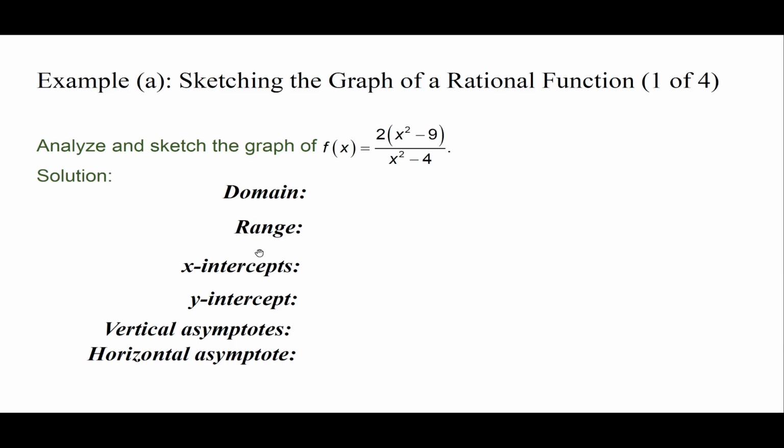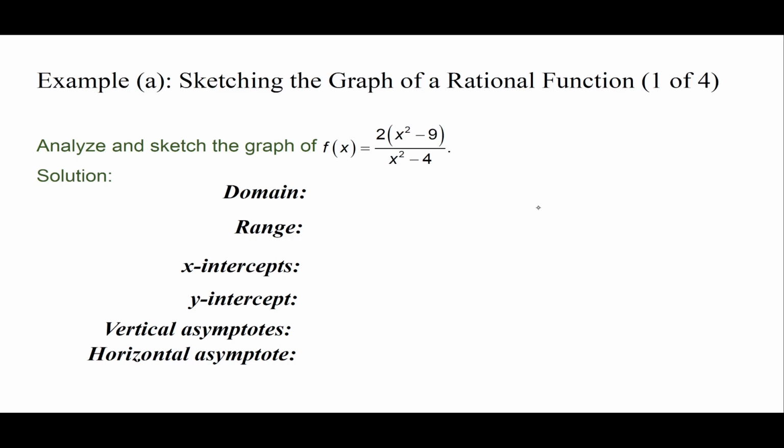And finding the x-intercept is easy. Just put the numerator equal to 0 and solve for x. That gives us the x-intercept. For the y-intercept, just put x equal to 0 here, and that will give you the y-intercept. Vertical asymptote means where the denominator is equal to 0. Horizontal asymptote is from the previous section. Because the degree on the top and degree on the bottom are the same, the horizontal asymptote is y equal to 2. So this is the information we can find.